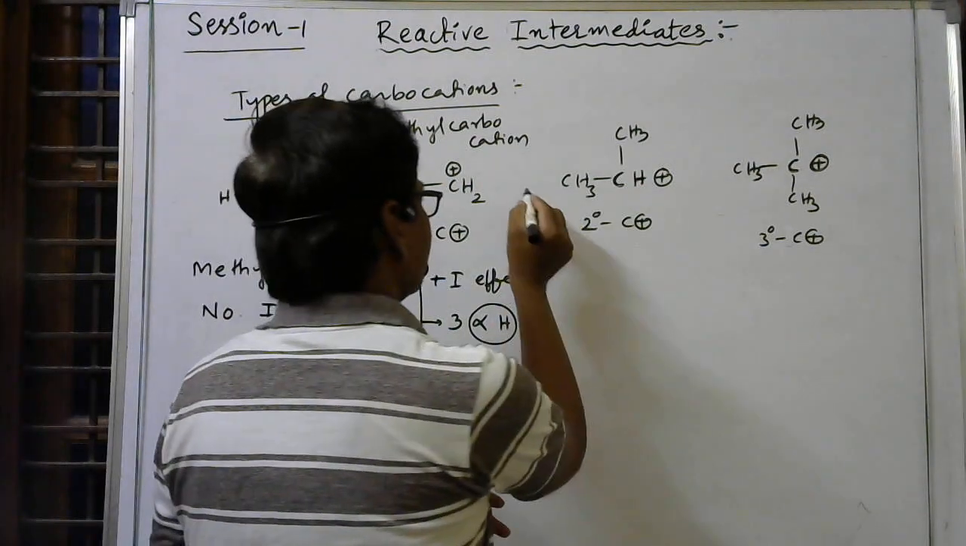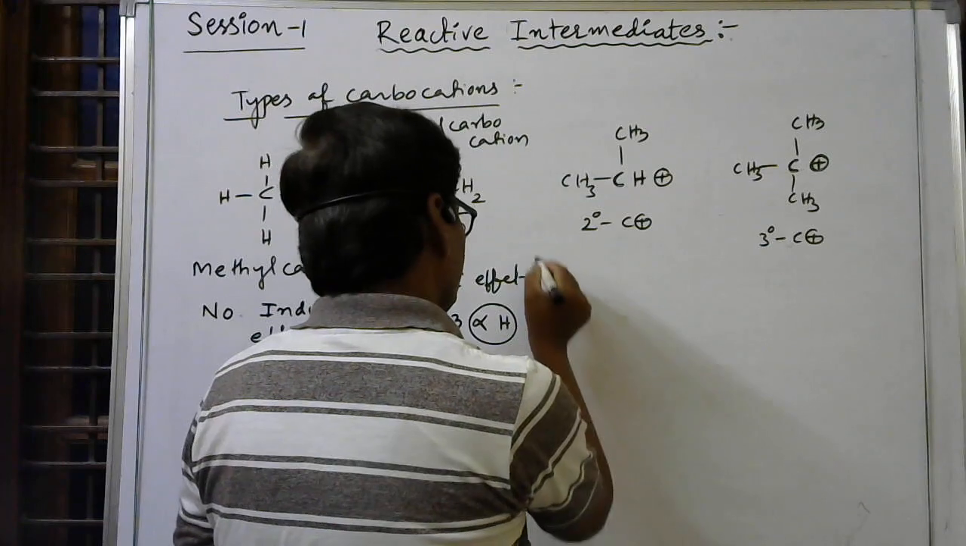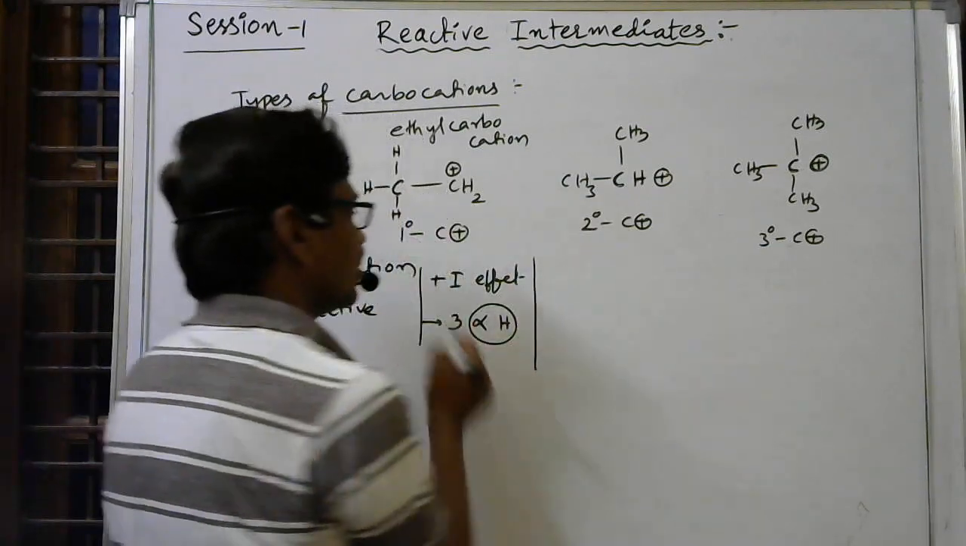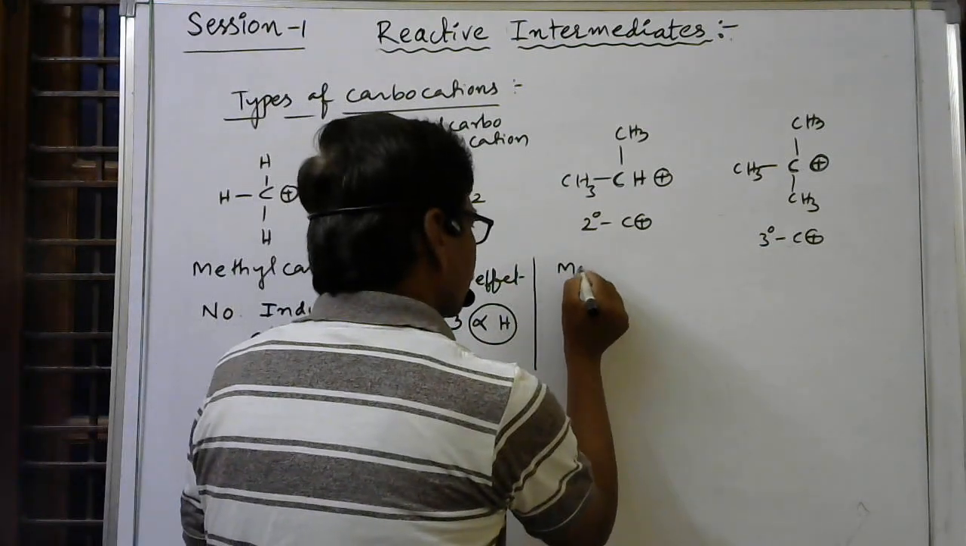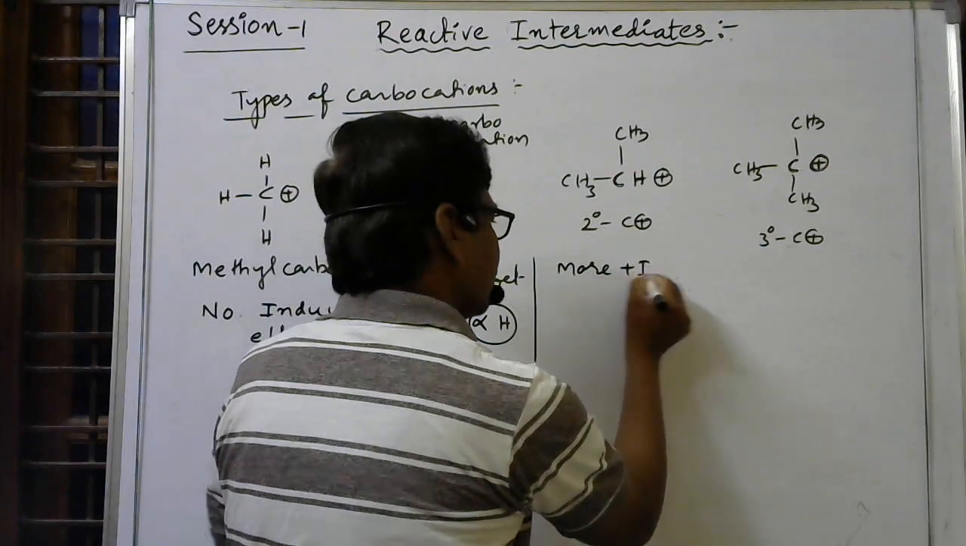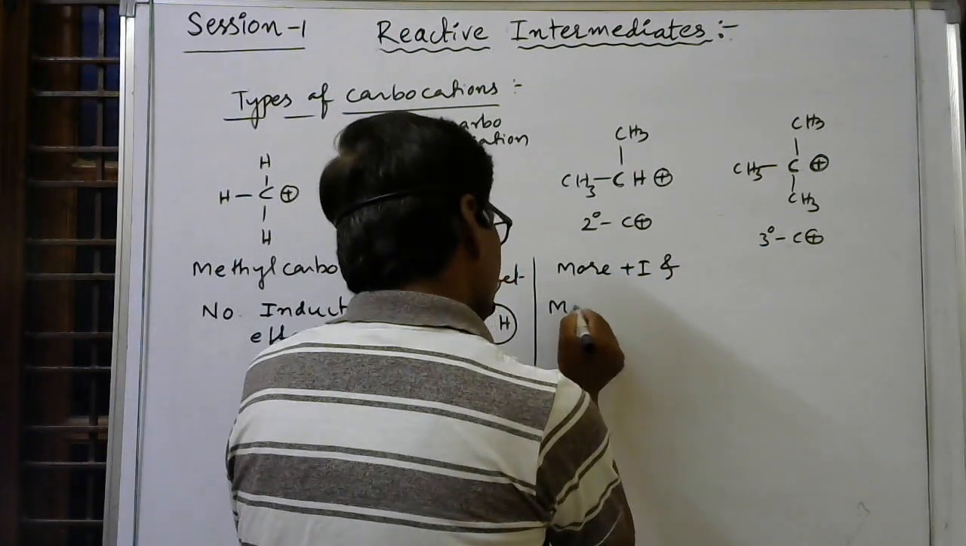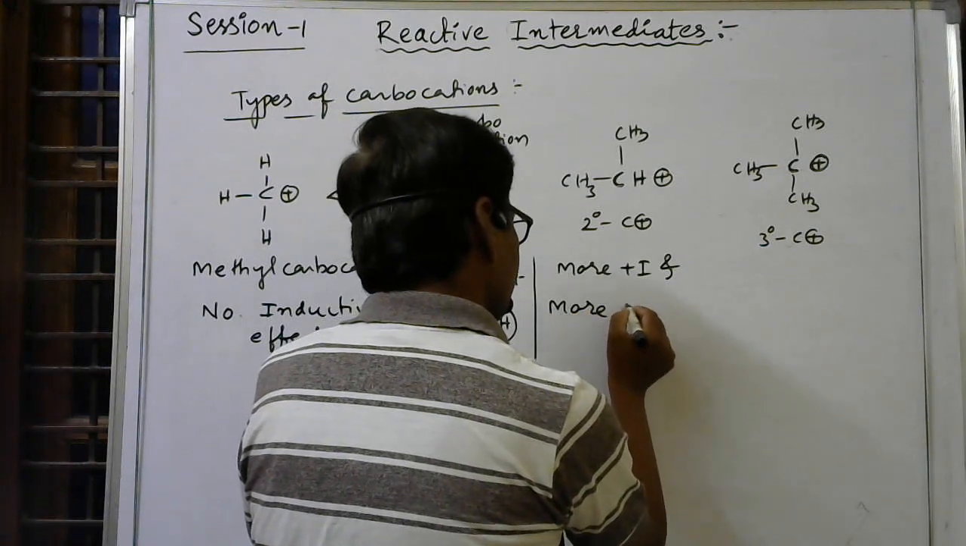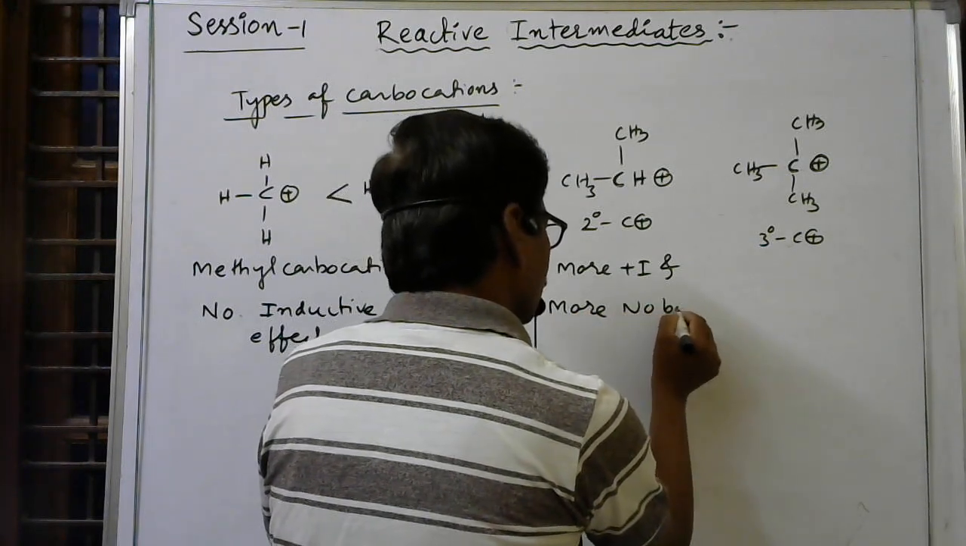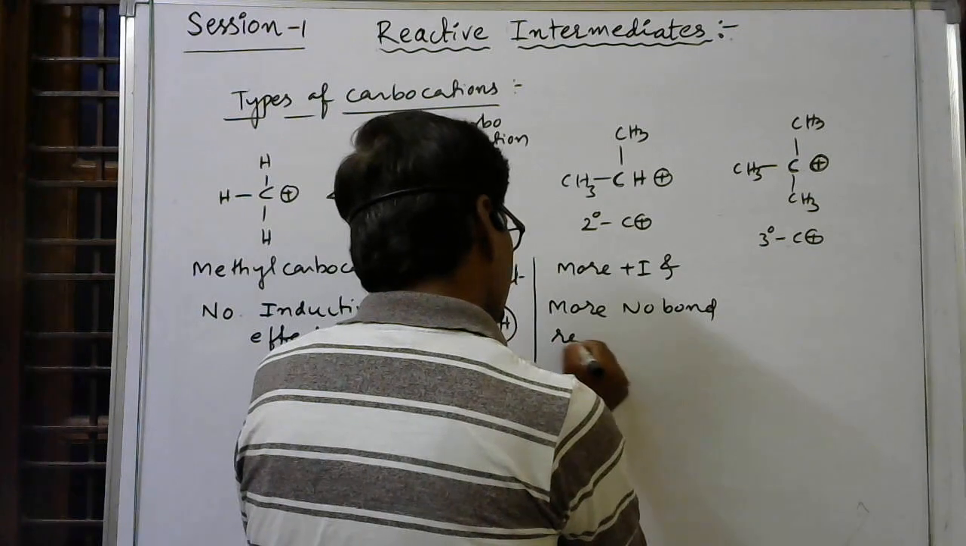Similarly, here two methyl groups are present. So compared to primary carbocation, here more plus I effect is there, more plus I and more hyperconjugation, otherwise more no bond resonance.